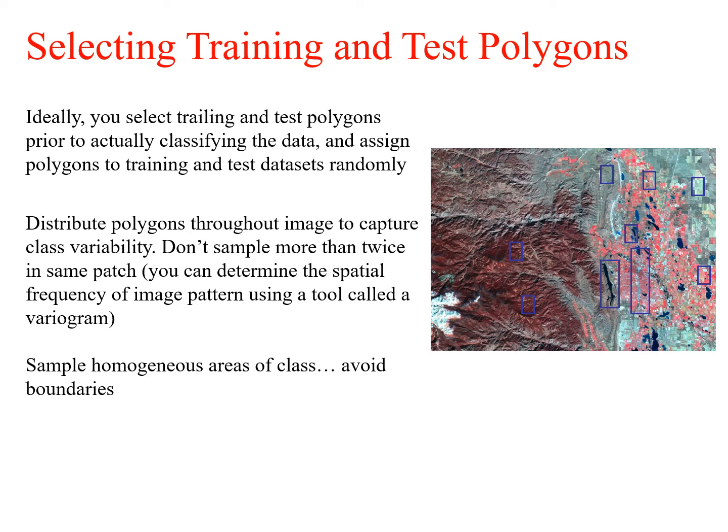And I'll reiterate, you should be selecting training and test polygons up front, because you may learn something doing the training that would bias where you select test polygons. And that's the last thing we want. What we want is to say, we need 200 training polygons. We're going to collect 300 polygons or 300 test sites, and we're going to put 100 of them away and use them only for the accuracy assessment.